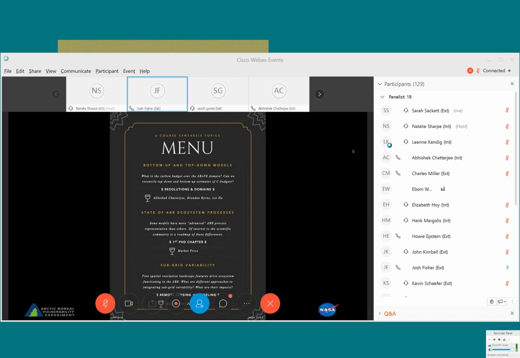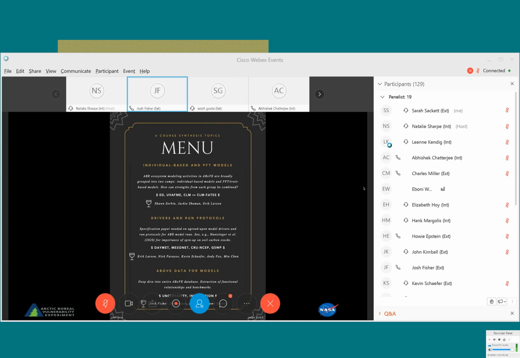And the last page. This will be the last page. We have a number of models in ABoVE that can be grouped into two camps. One would be these individual-based models, which simulate basically individual trees, and then more plant functional type or trait-based models. And they're really important and very different from one another. And so what can be learned from one modeling type and the other, and how can strengths from each group be combined, and what are the differences?